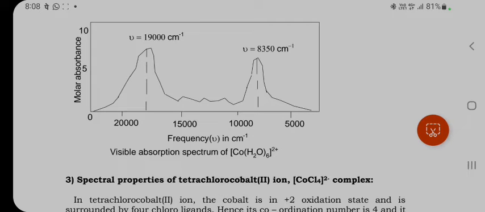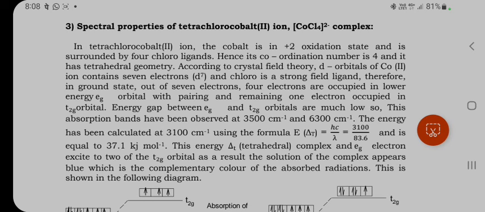So here you can see the visible absorption spectrum of the hexaaquacobalt(II) ion. You can observe two peaks, at 8350 per centimeter and 19,000 per centimeter. That shows the excitation of the 2 electrons from the lower energy T2g orbital to the higher energy Eg orbital. Next we shall move on to one more complex ion, the tetrachlorocobalt(II) ion.